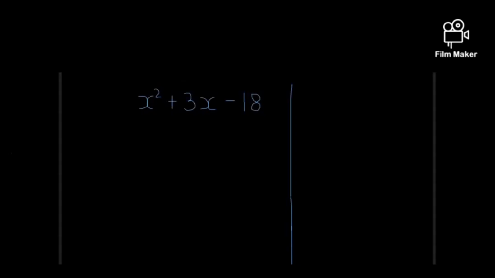In this video we'll be solving the quadratic equation x squared plus 3x minus 18 equals 0. So this is our quadratic equation. First thing we want to find out, the first fact we need to know, is what are the factors of negative 18. So we have negative 18 here. Which two numbers multiply to give us negative 18?